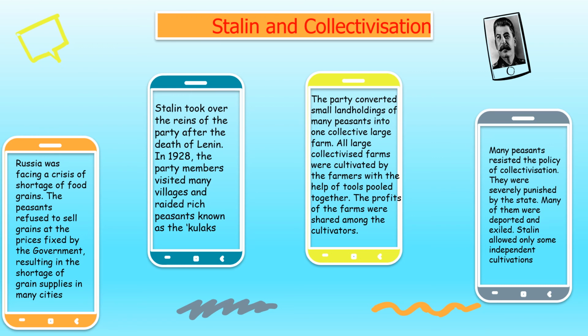In spite of collectivization, production did not increase immediately. In fact, the bad harvest of 1930 to 1933 led to one of the most devastating famines in Soviet history, where 4 million people died.